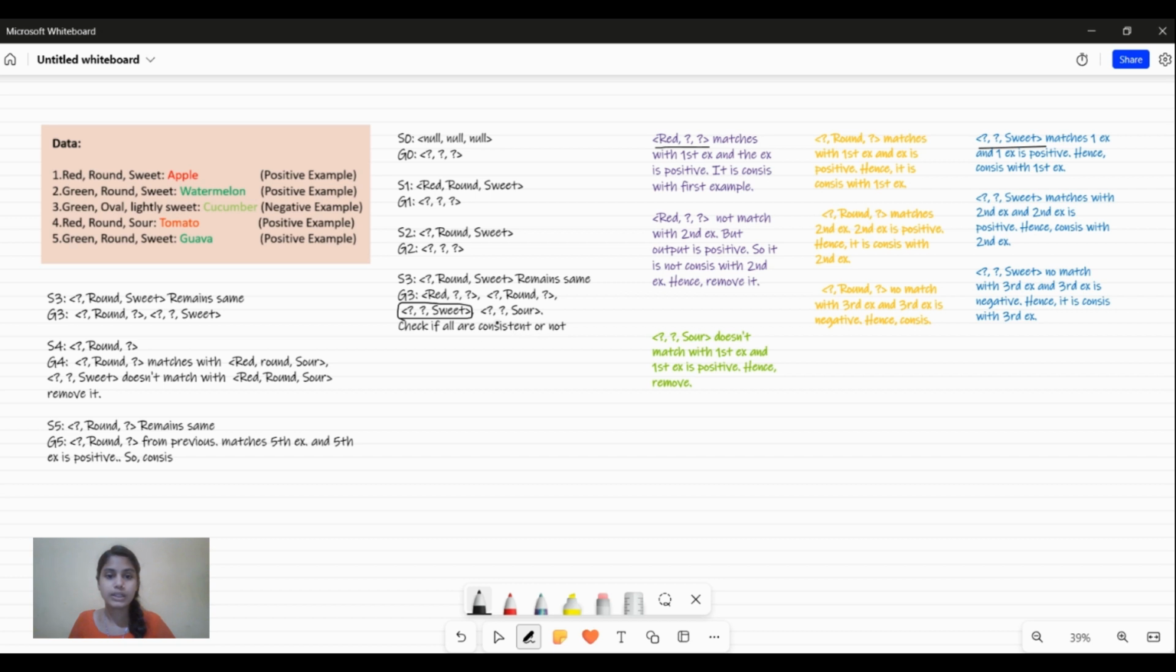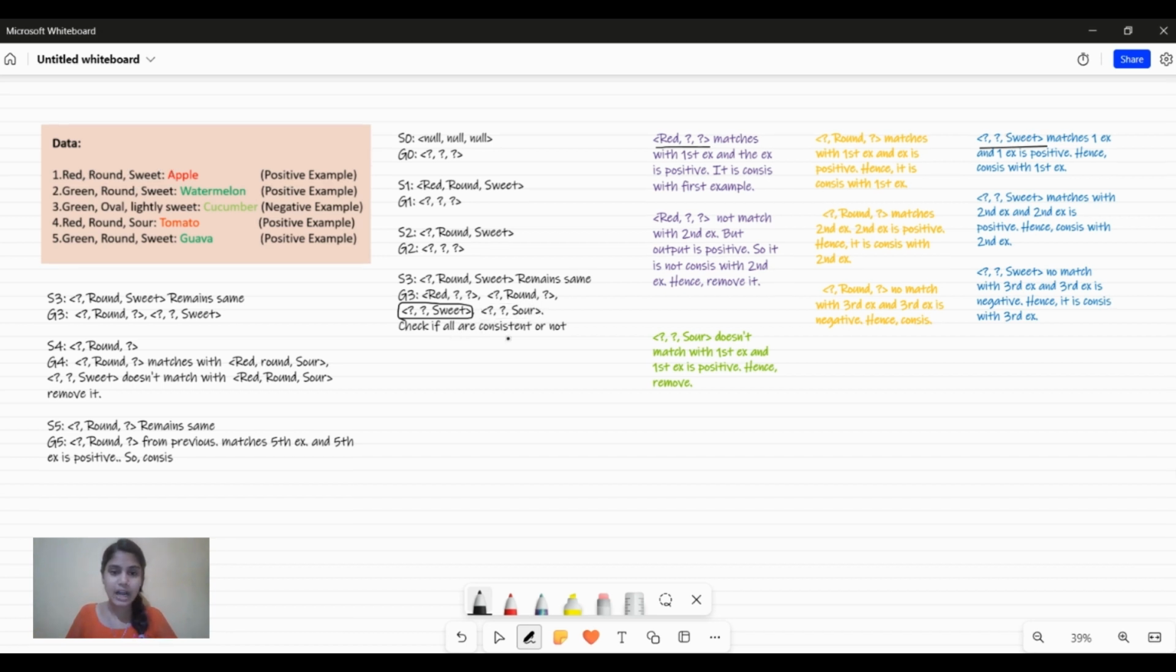Now, the last one, which is question mark, and sour. So we will compare it with the first example only. Here we can see that it is not matching with sweet, and it is a positive example. So it is not consistent. Now we will remove it from the general hypothesis.